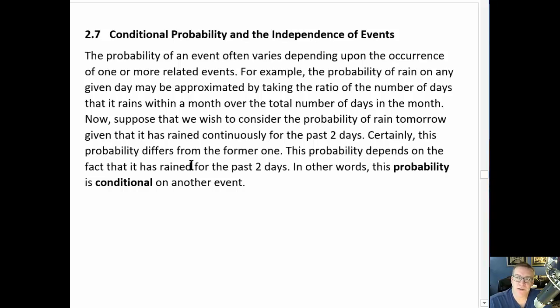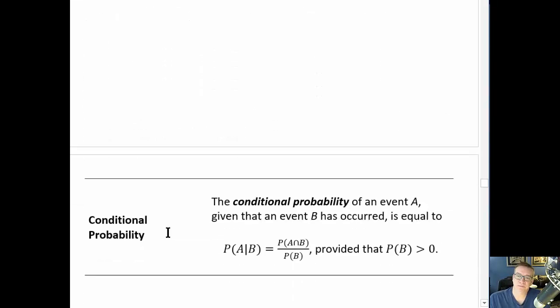Now suppose, though, that we wish to consider the probability of rain tomorrow, given that it has rained continuously for the past 2 days. Certainly, this probability differs from the former one. This probability depends on the fact that it's rained for the past 2 days. In other words, this probability is conditional on another event.